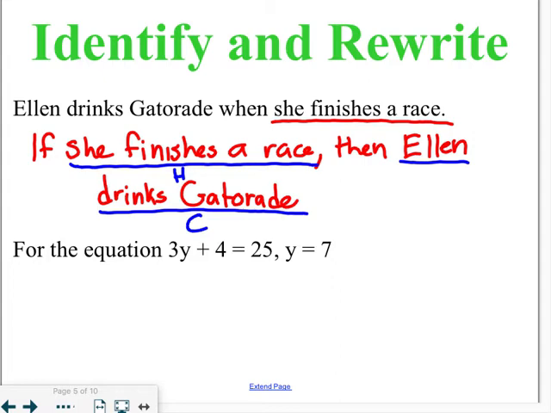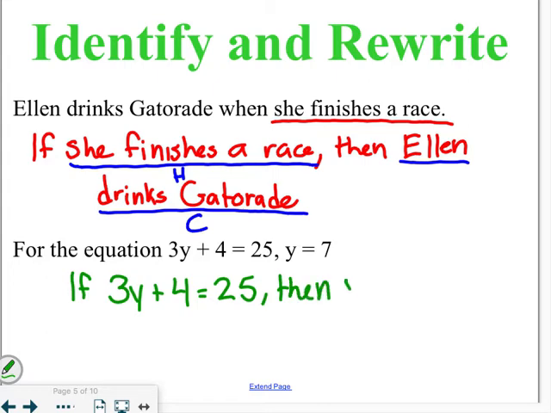Second example we have, for the equation 3y plus 4 equals 25, y equals 7. Again, we want to pick out the part of the equation that's the hypothesis and the conclusion, so we can rewrite that sentence first. So we're going to say, if 3y plus 4 is equal to 25, then y is equal to 7. That first part, again, is our hypothesis, and the second part is our conclusion.